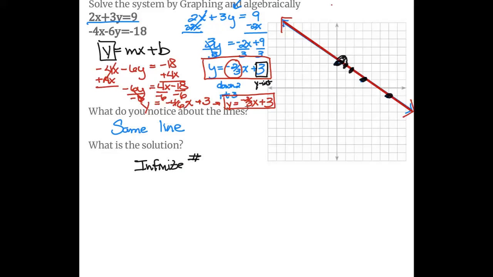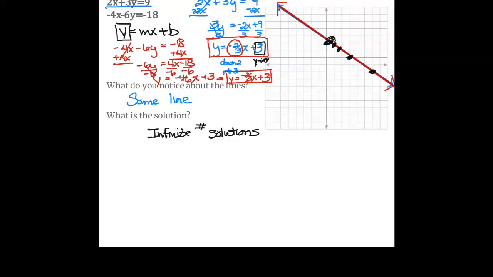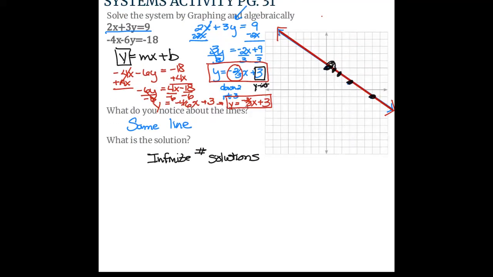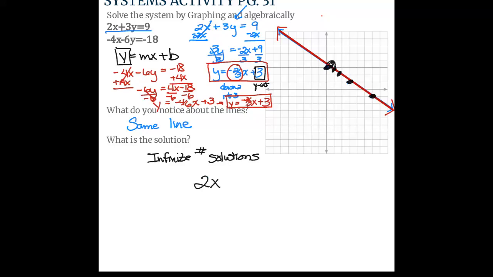Now, that just takes care of the graphing part. We did not try to solve this algebraically, so let's try this algebraically, and I'm going to do this at the bottom. 2x plus 3y equals 9, and negative 4x minus 6y equals negative 18.